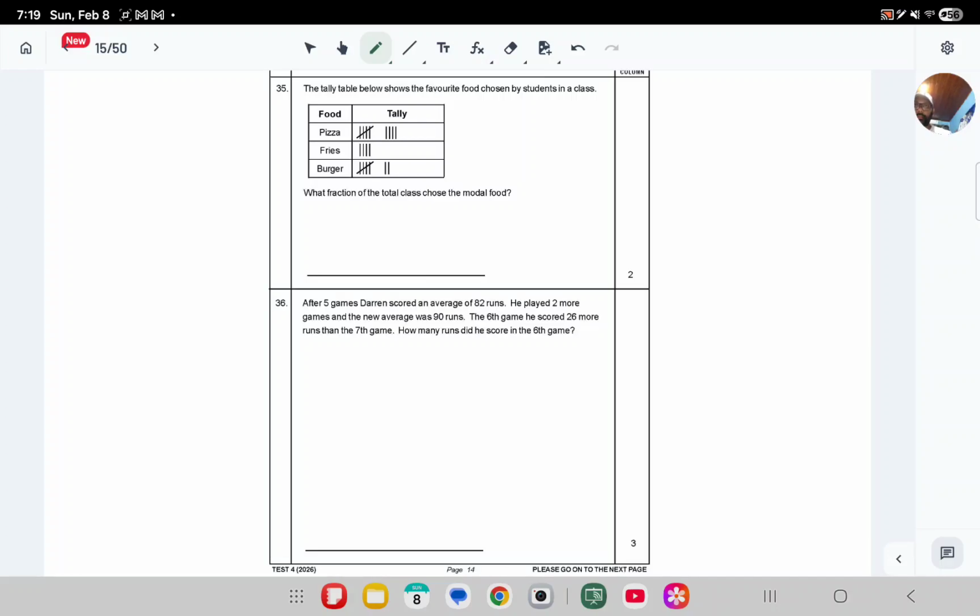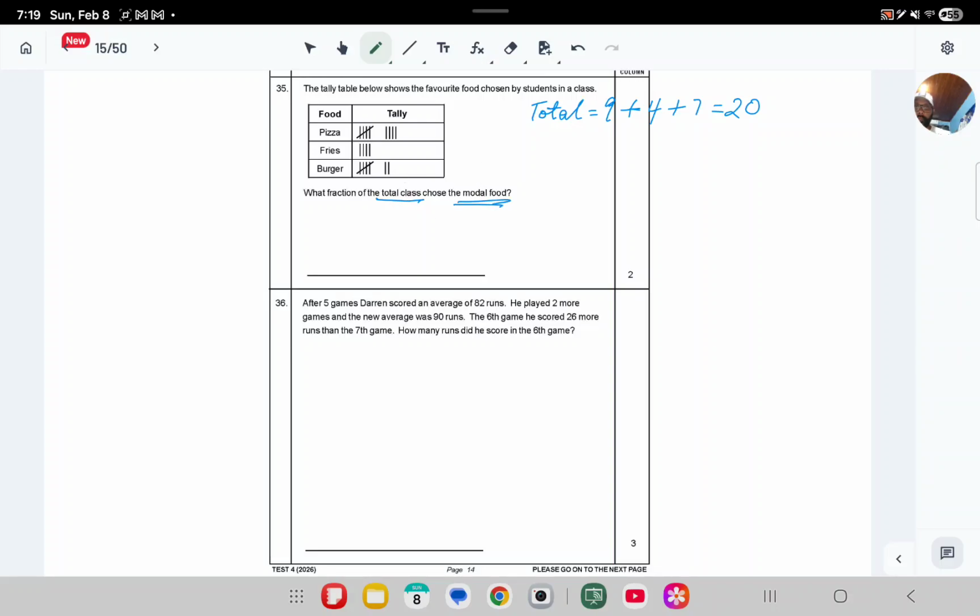Number 35, the tally table below shows the favorite food chosen by students in a class. What fraction of the total class chose the modal food? So this is the total class. Based on the information here, we don't know the total, so we need to calculate the total. So we add up all. This is 9 plus 4 plus 7, and that will give us 20. Alright, so we know the total is 20.